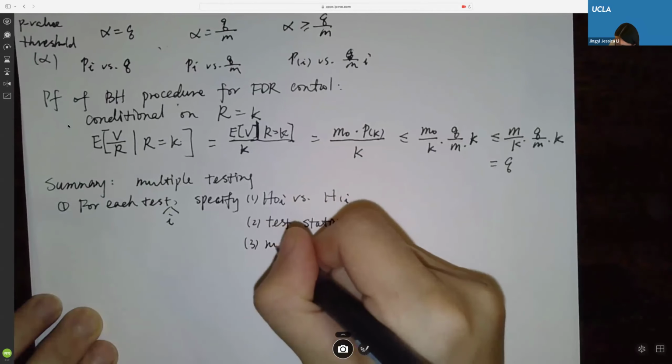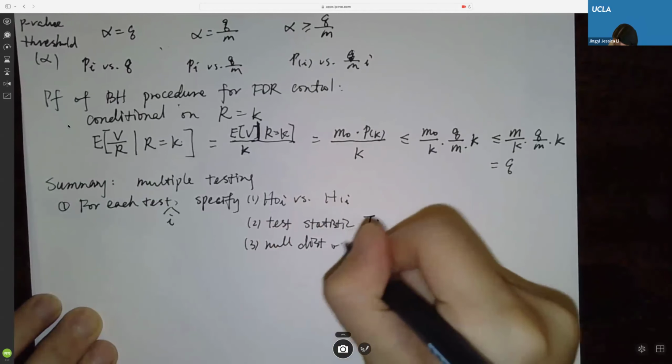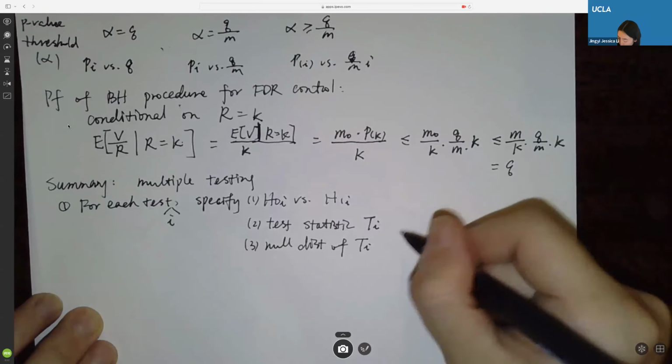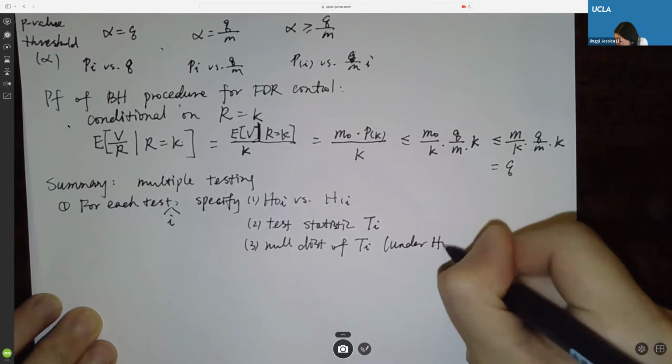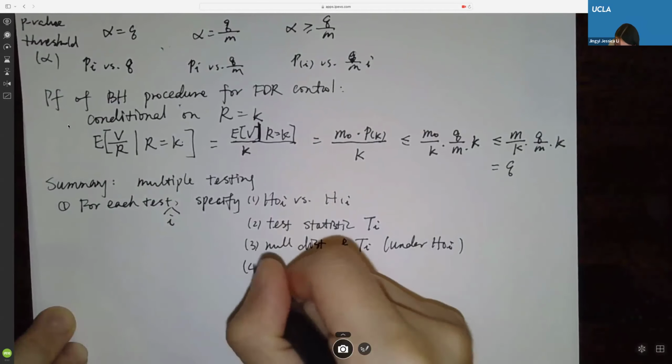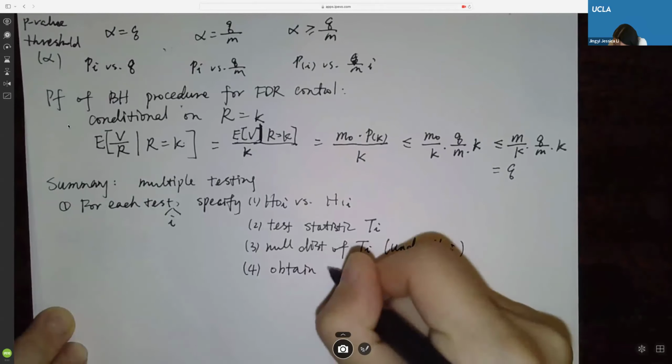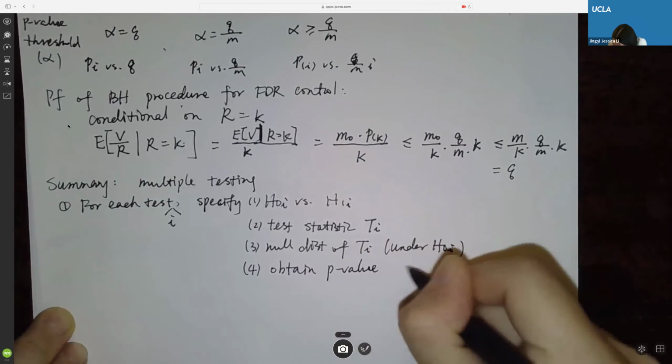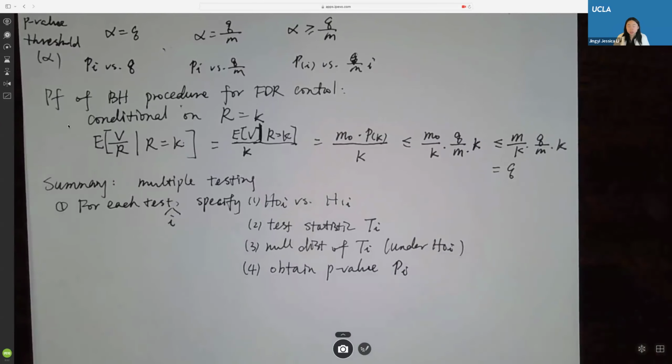Third, you need to know the null distribution of Ti, which is under the null hypothesis. How is the Ti distributed? Okay, the fourth one is to obtain a p-value. We call that Pi, which is based on the data you have. You calculate the value of the test statistic, compare the value to the null distribution, and use the tail probability as the p-value. And which tail you should use depends on your alternative hypothesis. So this is what we do for individual tests.